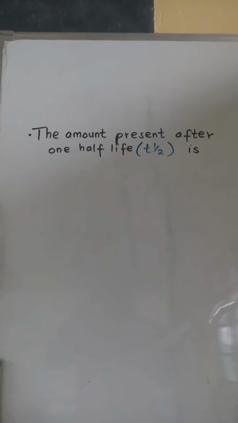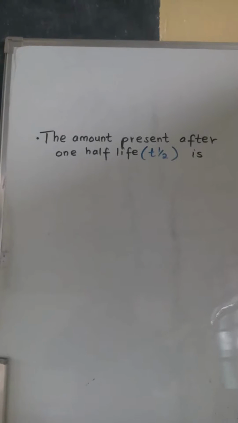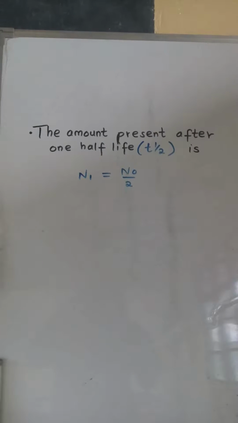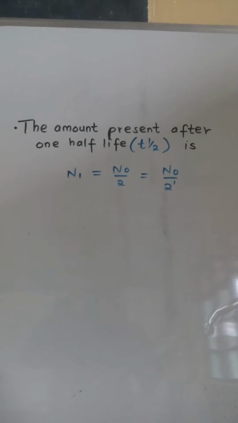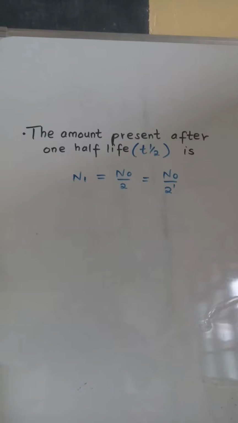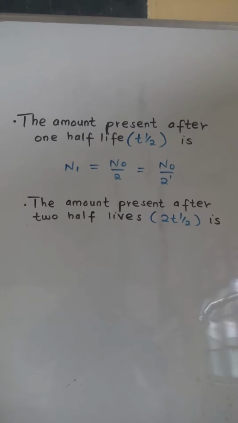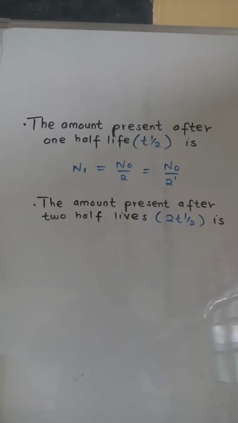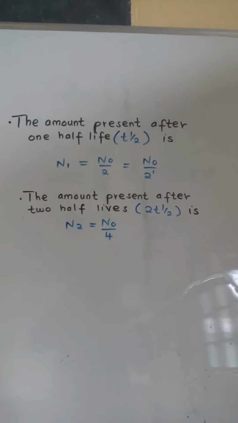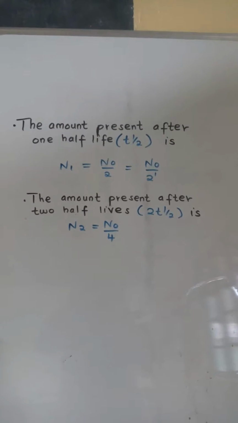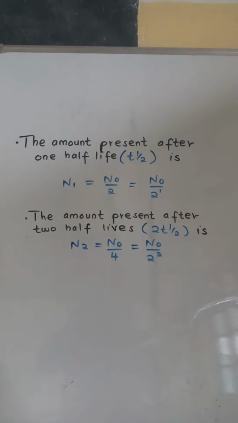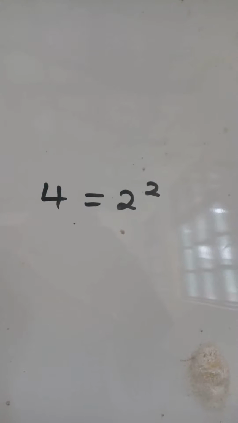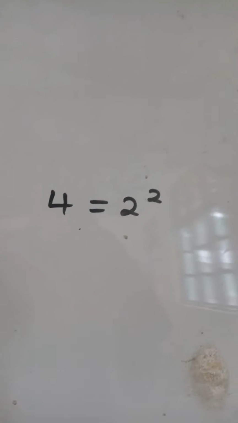The amount present after one half-life is initial amount over 2, which is equal to initial amount over 2 raised to 1. The amount present after 2 half-lives is the original amount over 4, which is equal to original amount over 2 squared. This is because 4 is equal to 2 squared.